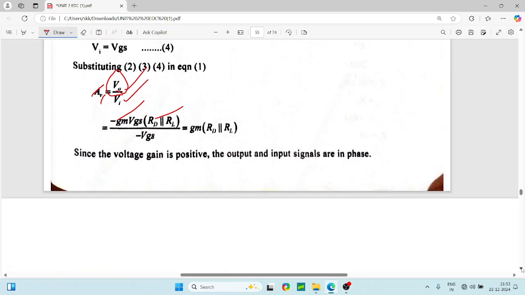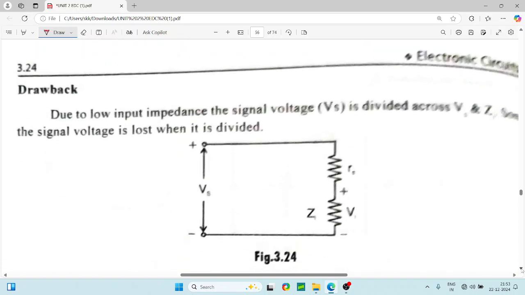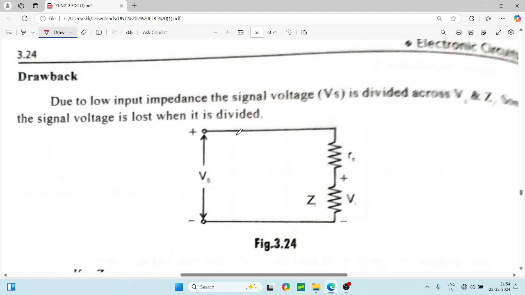Then this also has some drawback. Drawback means due to the load, the input impedance is low. Input impedance is low means what happened? The entire thing, noise also will come, right? So that's why this is the important thing in this.